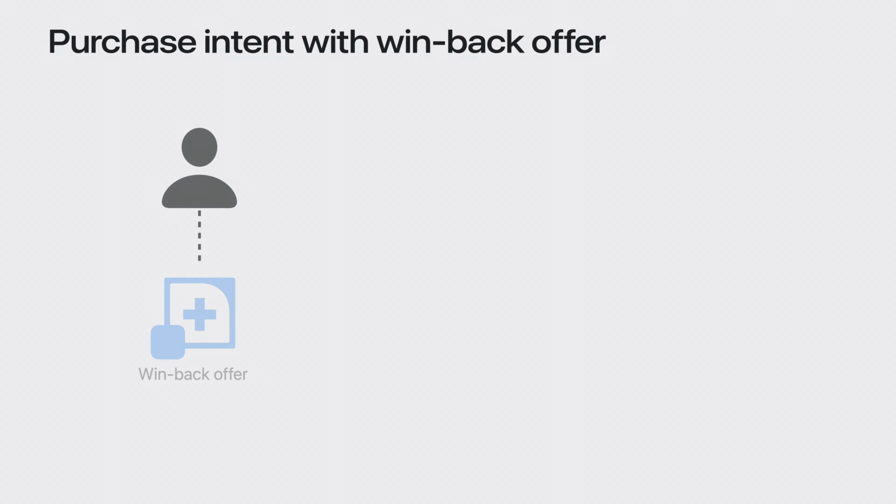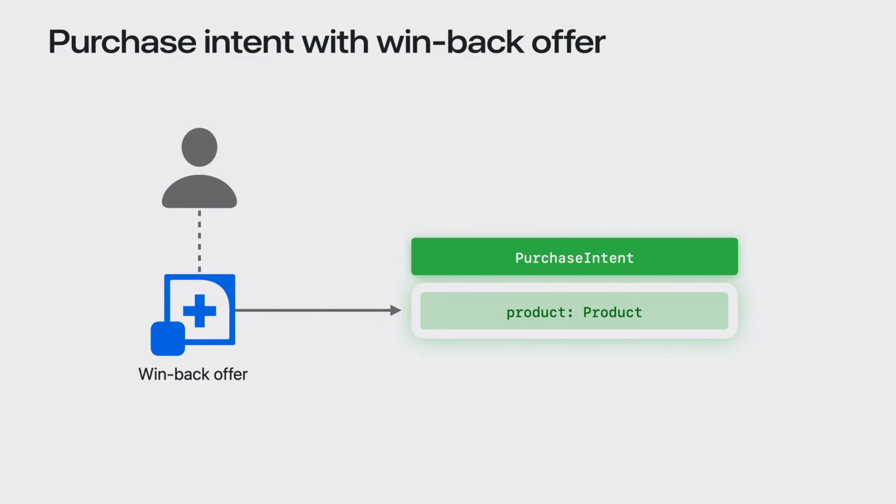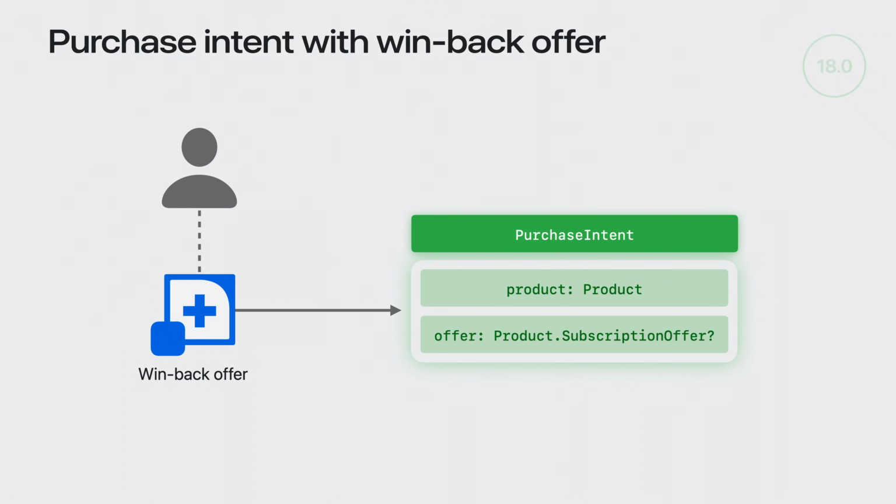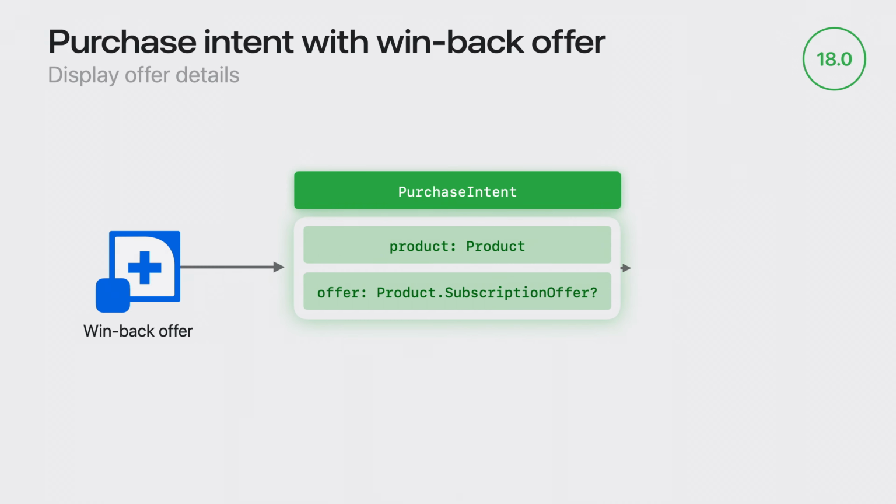Purchase intent can be used to receive win-back offers that your customers started to redeem on the App Store. To support this, a new member called offer is available in iOS 18 and macOS 15. This is an optional subscription offer type, and it is only populated for purchase intents that contain a win-back offer. When you receive a purchase intent with a win-back offer, use the provided offer information to show the complete offer details and merchandising to the customer. Then, start a purchase as normal and add the selected offer to the purchase options.